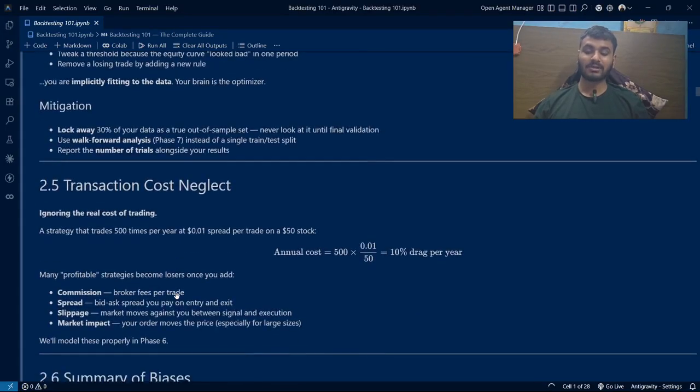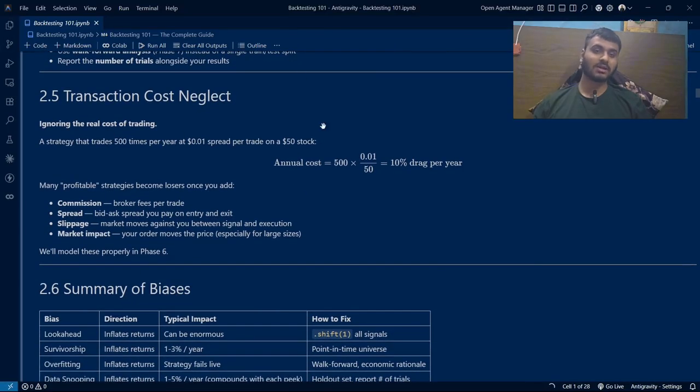Then some people avoid using transaction costs, right? So if your model is taking, let's say, 10 trades a day, it's bearing a lot of commission, slippage, everything. And if you're not including it, your backtest may be profitable, but in reality, including those transaction costs will make you lose money, right?